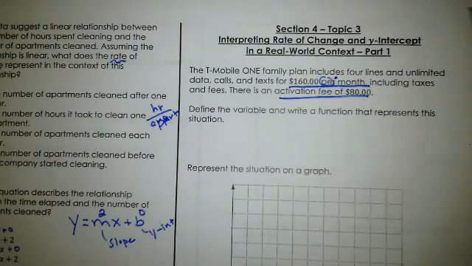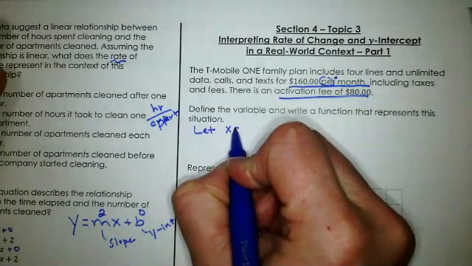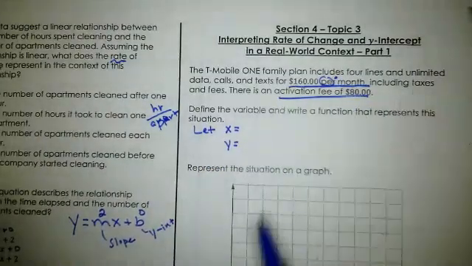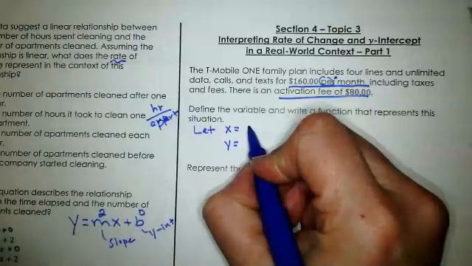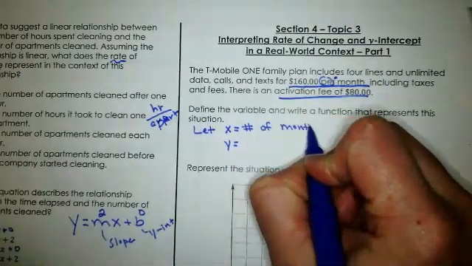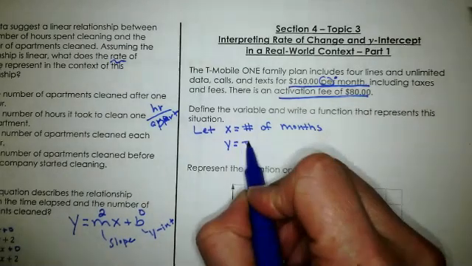Define the variable and write a function that represents this situation. So variables are going to represent things that can change. One thing in this scenario that will change is how many months we have planned. So X will be number of months. And when we change the number of months, we will change the total cost. So that'll be Y.